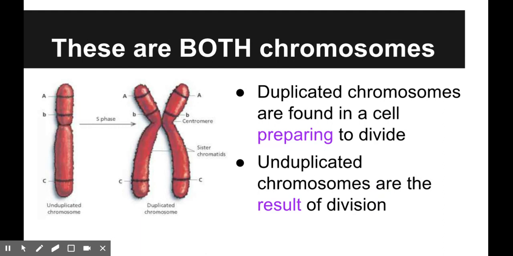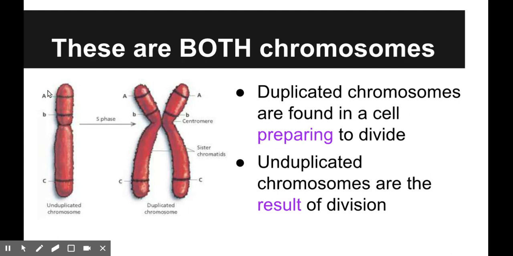So when you picture in your head a chromosome and it looks like an X shape, what you are actually picturing is something called a duplicated chromosome. A duplicated chromosome is found in a cell that's preparing to divide. It doesn't matter whether it's going to do mitosis or meiosis. If it's getting ready to split itself at all, the first step is always copying its chromosomes.